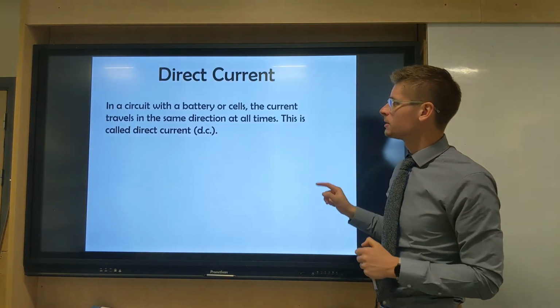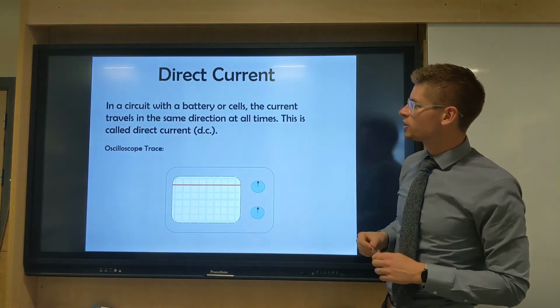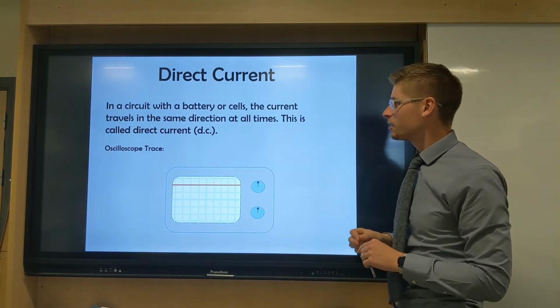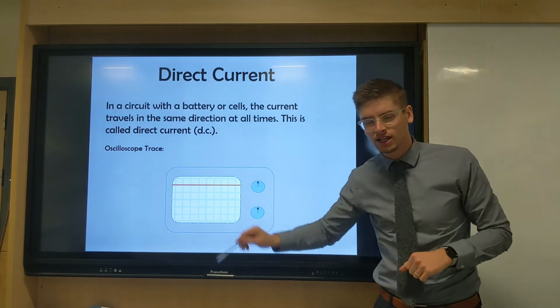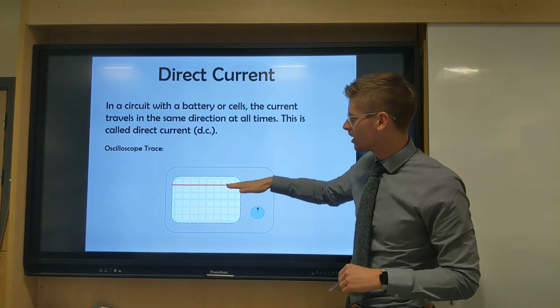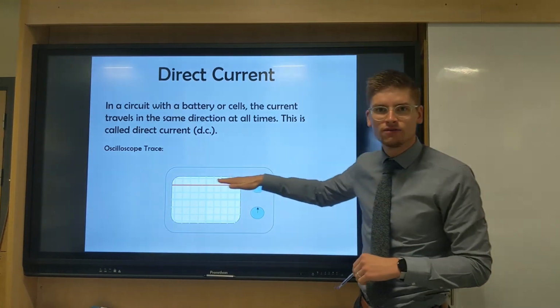So, what can we say? In direct current, in a circuit with a battery or cells, the current travels in the same direction at all times. So it constantly goes round in the same direction through the circuit. Alright? This is called direct current. So if we were to draw that, it would be this constant line of voltage.